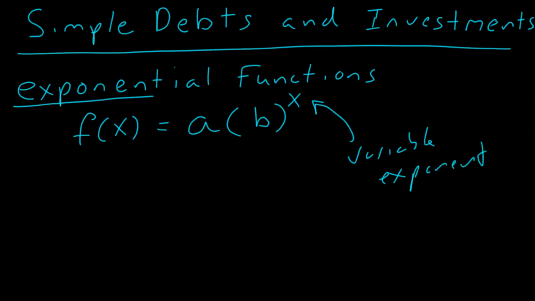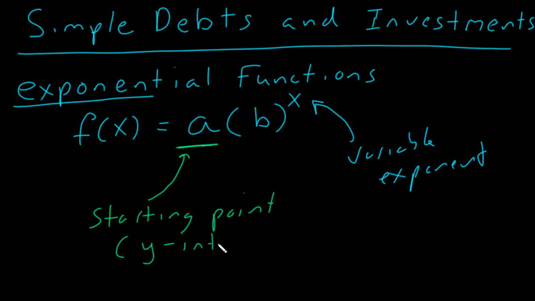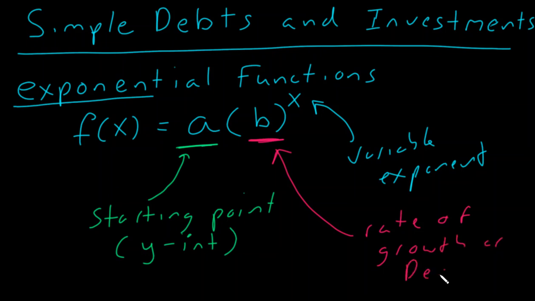All right, now let's go ahead and label the parts of this function. This a value, which you see being multiplied by the rest of it, will always be our starting point, or if we ever graph these, it will be our y-intercept, and that's very, very important. What about this letter b? Well, that is our rate of growth or decay.